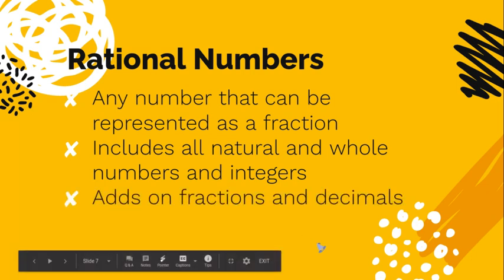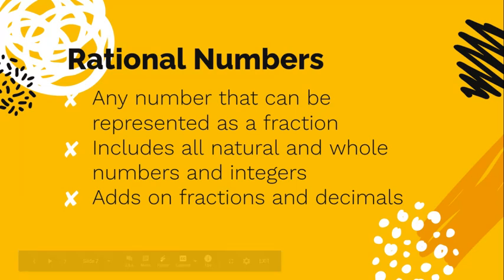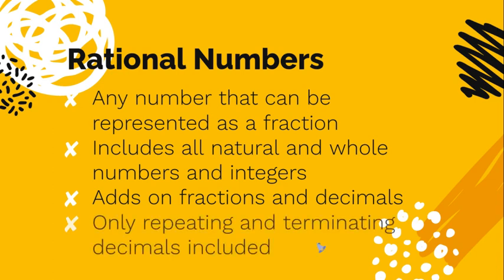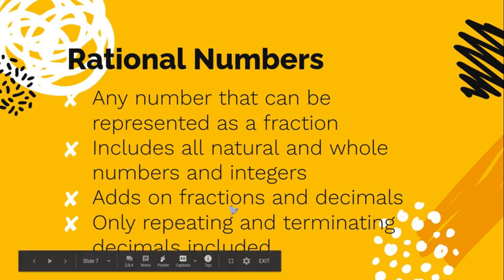So if I can write it as a fraction, then it is a rational number. These add on both fractions and decimals. If I see a fraction, that's a rational number. If I see a decimal, that's a rational number. But one thing we need to remember is when we are looking at decimals, if they are repeating decimals, it's still a rational number. If it has that little bar over it, and I'll show you in one of our examples, that means it's a repeating decimal and it's a rational number.